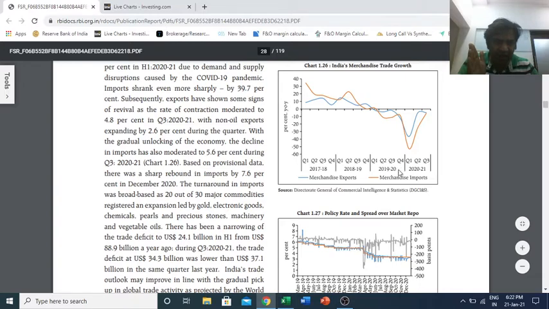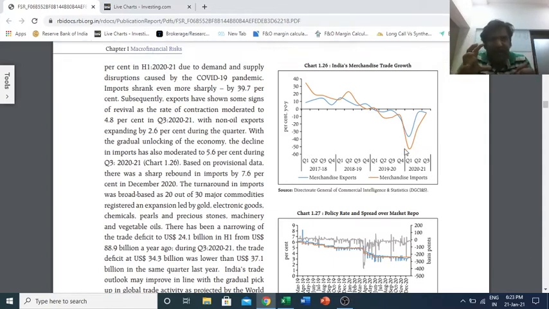If you see what happened in the pandemic part, the blue line is your exports and the orange line is your imports. You can see the blue line plunged, but the orange line plunged more. So exports were down by 30%, but imports were down by 50%. And because of that, we imported less compared to what we exported. So the current account surplus happened more because of our import reduction rather than an export increase. We have to understand that.